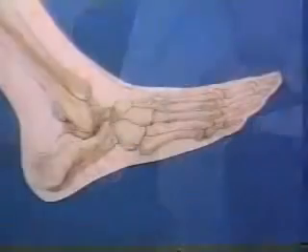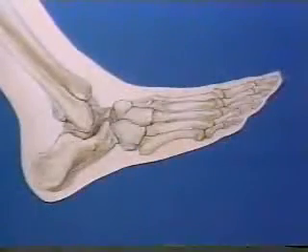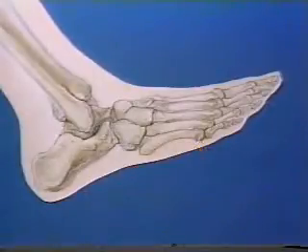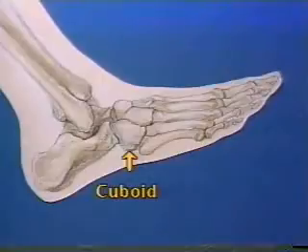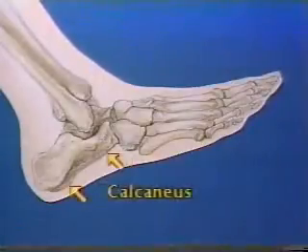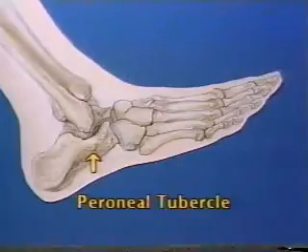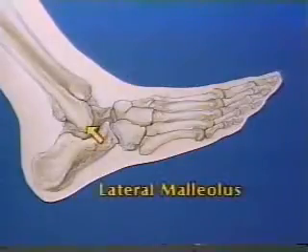Lateral bony landmarks include the fifth metatarsal head, cuboid, calcaneus, and peroneal tubercle, and the lateral malleolus.